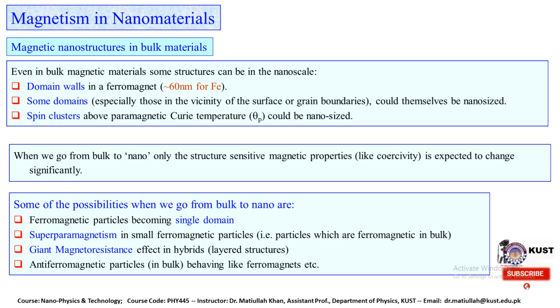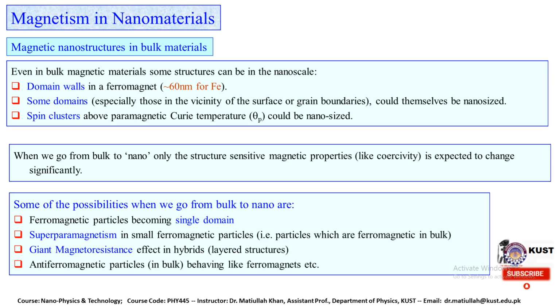So today we are going to discuss why the magnetic properties of bulk material are different from the magnetic properties of nanomaterial. This is the magnetic nanostructures. First you need to know the magnetic nanostructure in bulk materials. If we consider bulk magnetic materials, some structures can be in the nanoscale, just like the domain walls, which are in nanoscale. In a ferromagnetic material the domain walls are around 60 nanometers for Fe, or iron. So this is definitely in nanoscale.